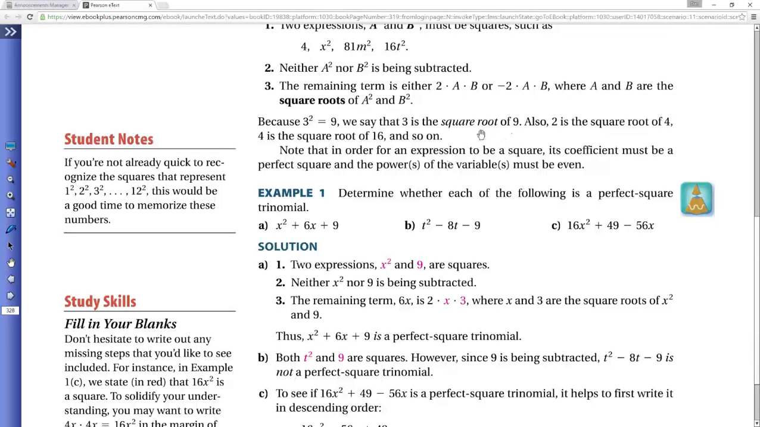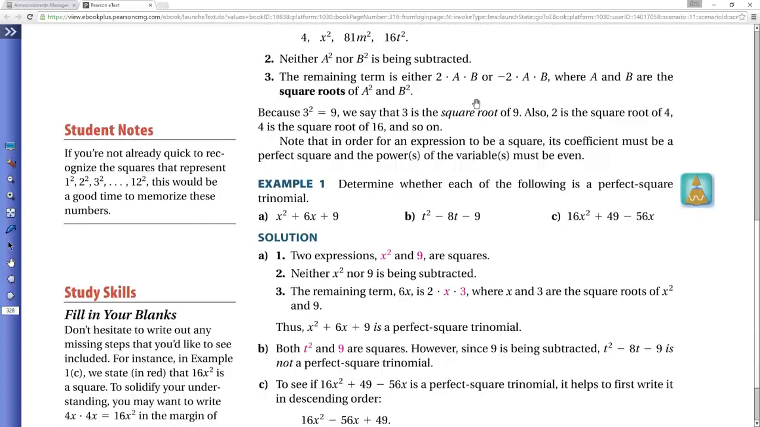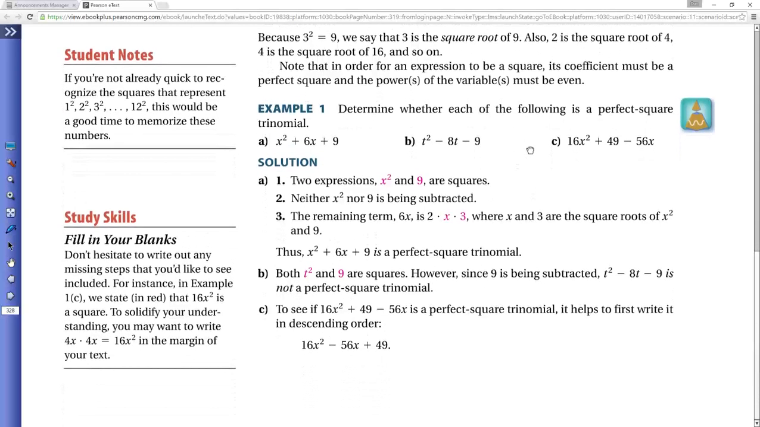And you talk about square roots here again, which hopefully you're familiar with, but square root means what number times itself will give me 9 in this case. Okay, so 3 is the square root of 9. Well, let's look at some examples. We can talk about that a lot. I think it really is easier to see as we go through problems.